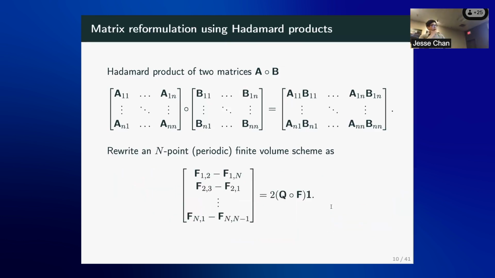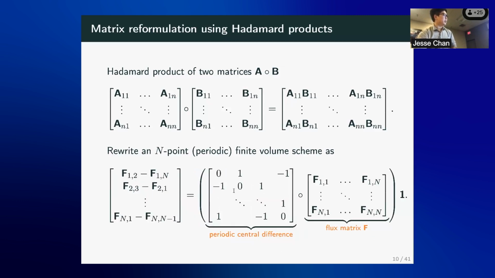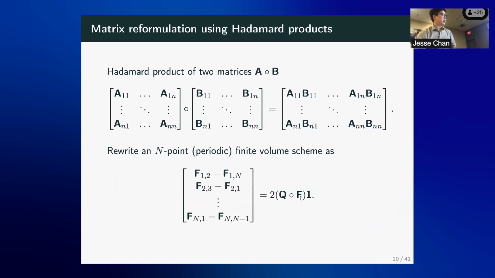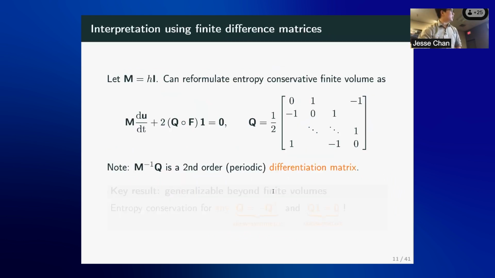So the end goal was basically to show that this right-hand side for our finite volume scheme could be rewritten in this form where it's 2 times this matrix Q, which is our periodic central difference matrix, Hadamard product with this flux matrix multiplied by 1. And what this does is it just takes a Hadamard product of these two matrices and sums them up over the columns. So the factor of 2 is just there for some consistency purposes.